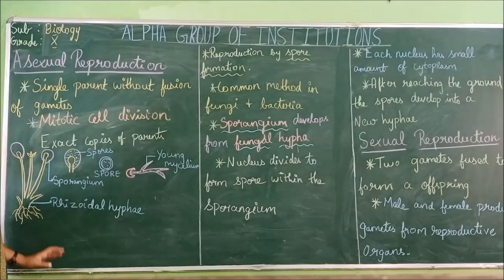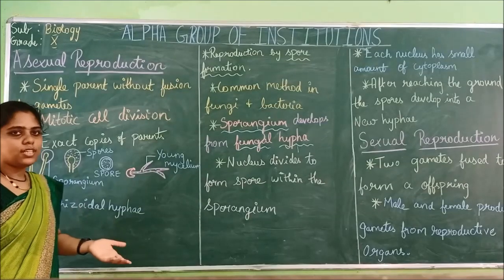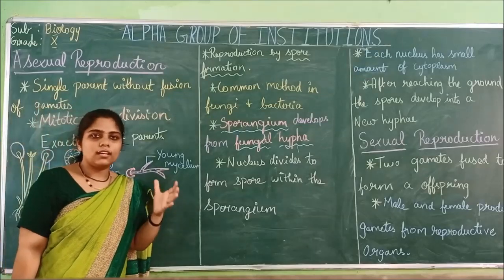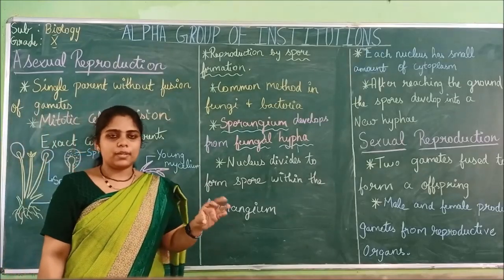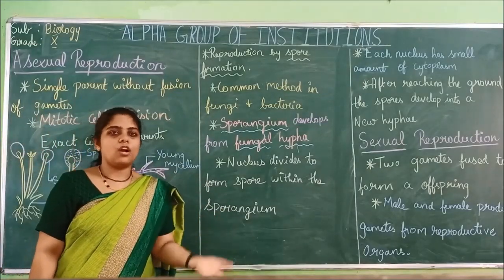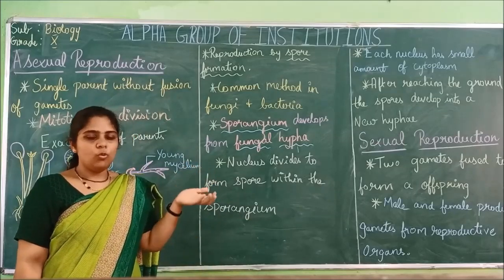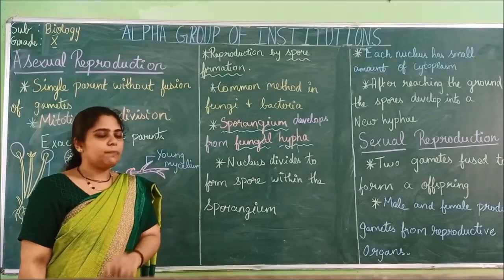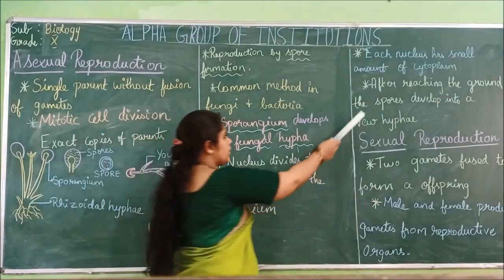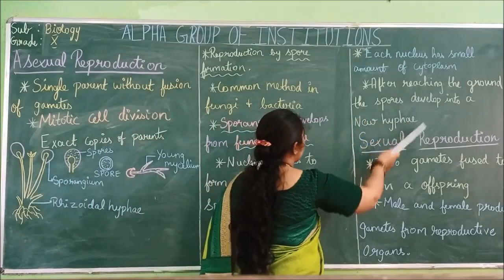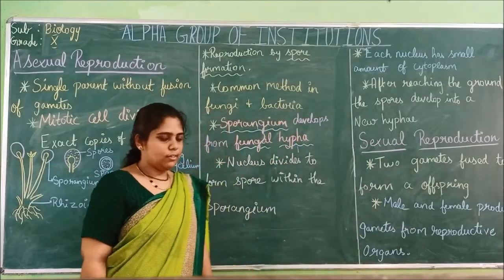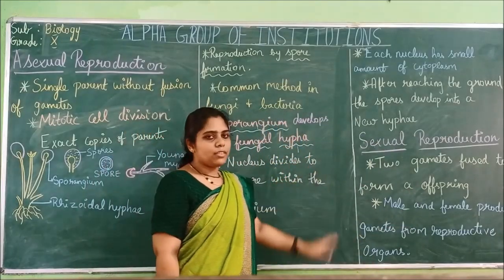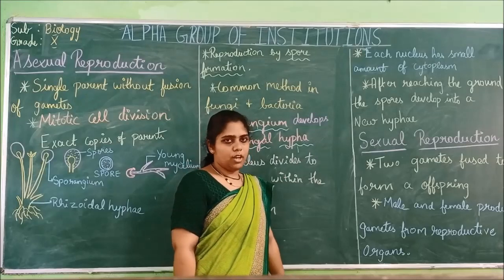So this is asexual reproduction. Here, no fusion is happening. No budding, no fragmentation or fission is happening. The spore itself will form into a new hypha, a new fungus. Only a single parent is present. After reaching the ground, the spores develop into new hyphae. So this is the method of asexual reproduction.